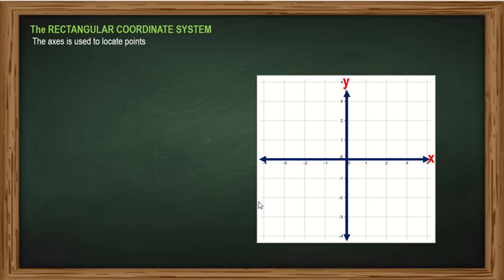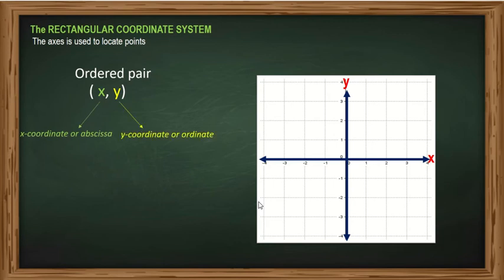Now, what is a point? A point is an ordered pair in which the first number is what we call the x-coordinate or abscissa, and the second number is the y-coordinate or ordinate. A point is named using any capital letter in the alphabet. Here, the point is named as point P with coordinates x and y. The point (0, 0) is called the origin. It is the point where the x-axis and the y-axis intersect.